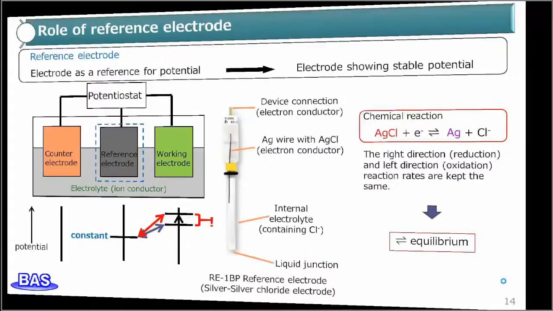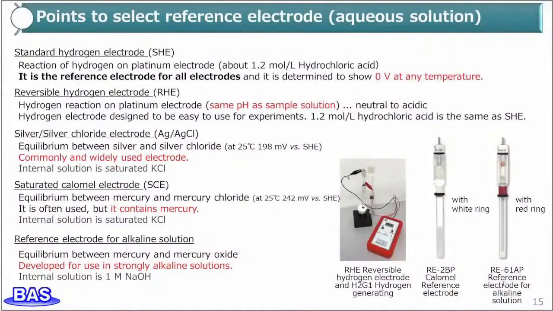Here we will introduce the main electrodes that can be used in aqueous solution. First, the standard hydrogen electrode. This is the reference electrode for all electrodes and is determined to show 0 volts at any temperature, although it's very important for electrochemistry. It's rarely used in practice because it can be used only in a concentrated hydrochloric acid solution, and it is difficult to handle because it requires the flow of gaseous hydrogen.